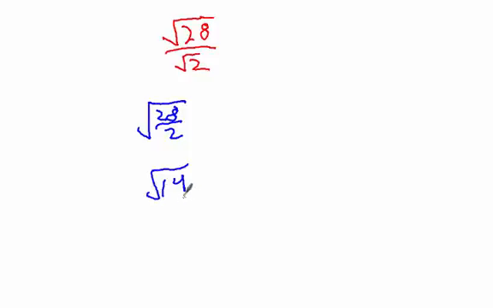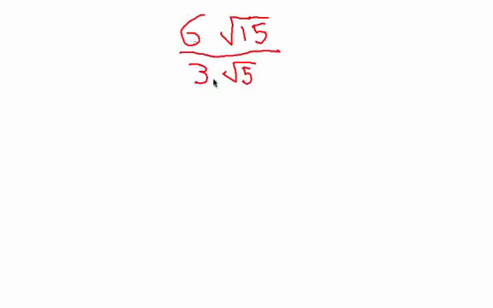I look and I think, well, what are the factors of 14? 7, 2, 1, 14. None of those are perfect squares, so that is my answer. All right, so we do it the exact same way as multiplying. Anything that's inside the radicals, we divide, and then we simplify our answer. Moving on, we've got a problem that looks like this.